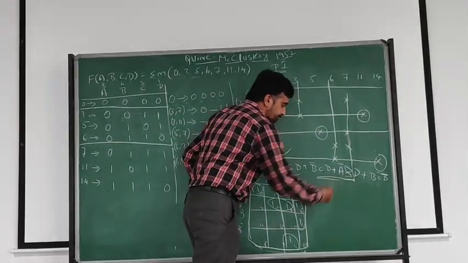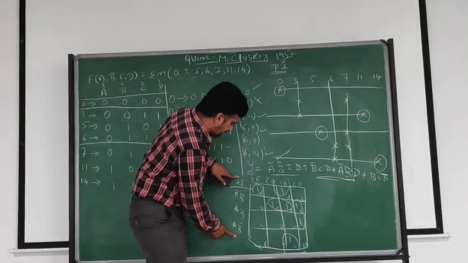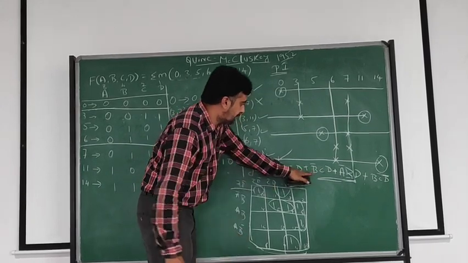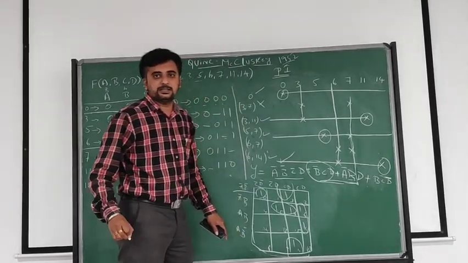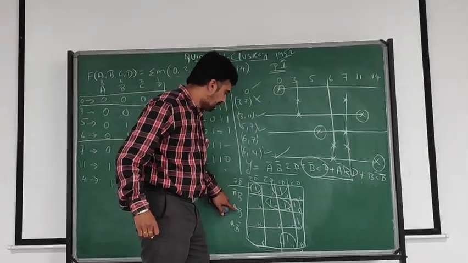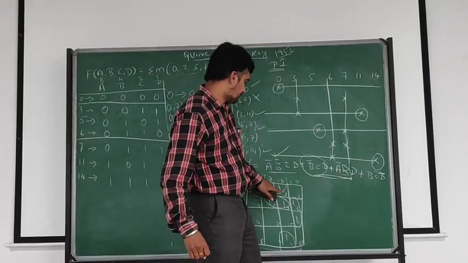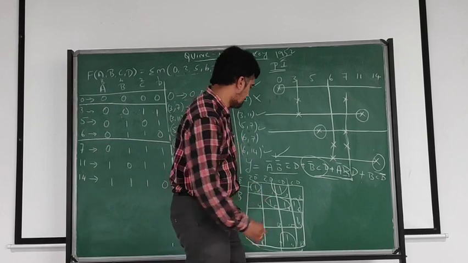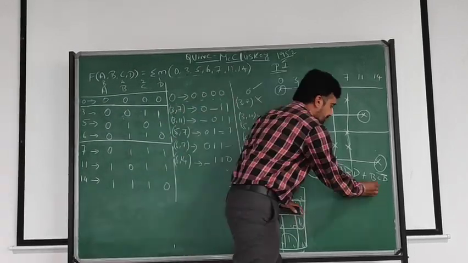Clear? Next I will check. See here, A bar and A cancel. B bar C D, B bar C D. This is here. We get this also. And remaining this one, A bar and A cancel, only B, C, D. Where is B, C, D? This is B, C, D.